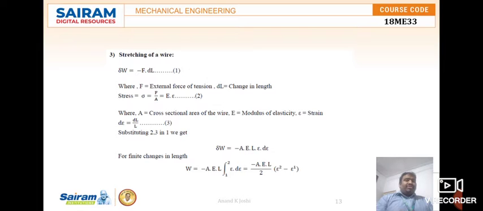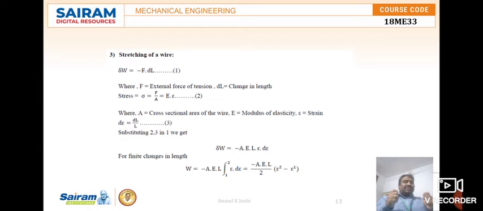So where the external force is tension and dl is the change in length. We know that force times the change in length is the work done in extending the wire. Whatever the original length is, if we stretch it with the help of an external force, the length will change by dl. And stress is nothing but force by area.